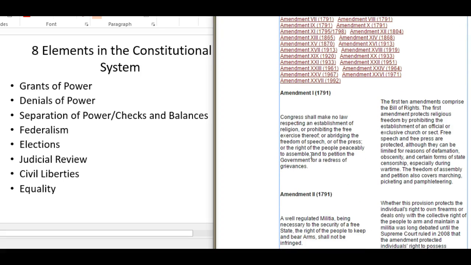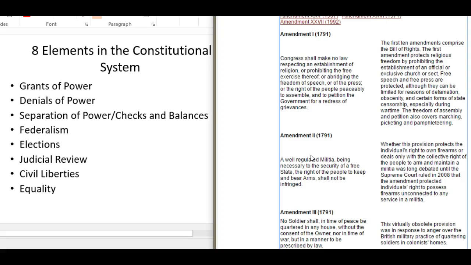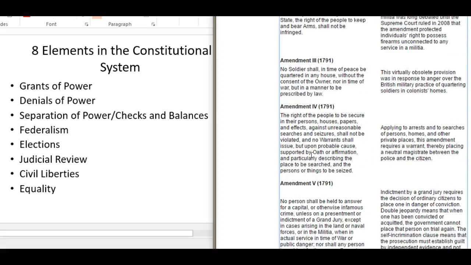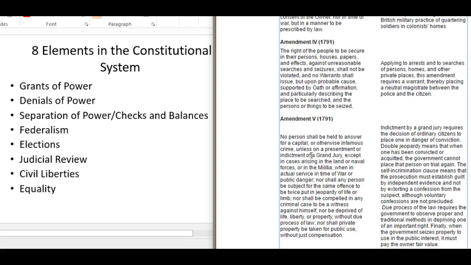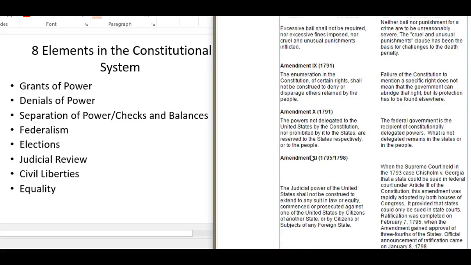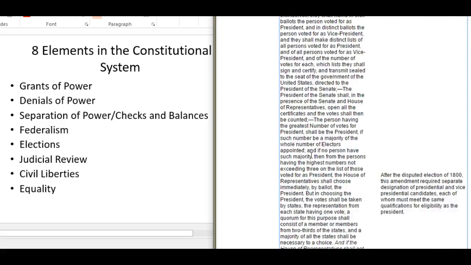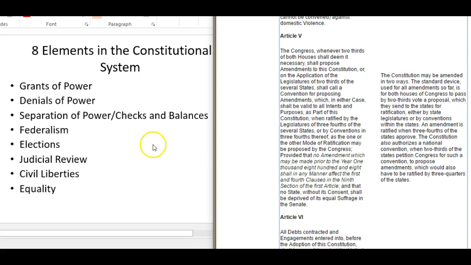Let's look at here the amendments, and of course the amendments are a part of the Constitution, and so we'll talk about some of them in just a moment. All right, so the elements in the constitutional system.